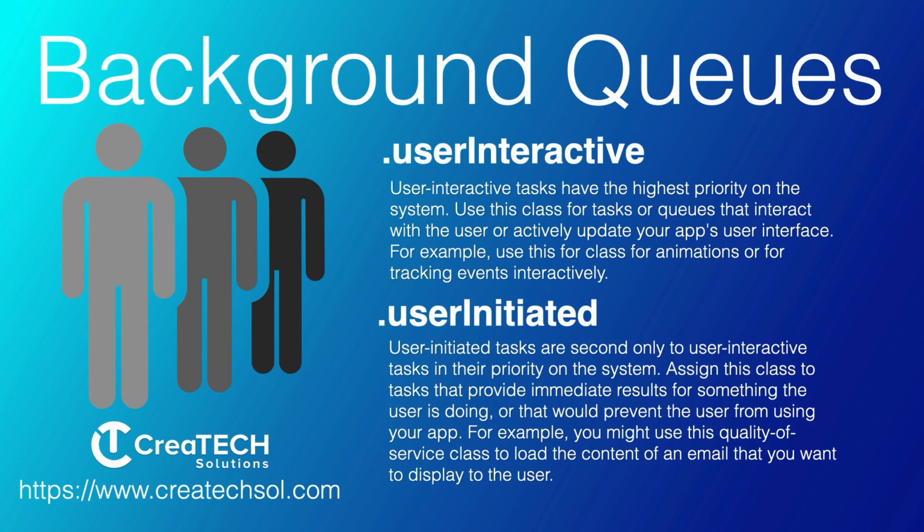User-initiated tasks are second only to user-interactive tasks in their priority on the system. You assign this class to tasks that provide immediate results for something the user is doing, or that would prevent the user from using your app. For example, you might use this quality of service class to load the content of an email that you want to display to the user.